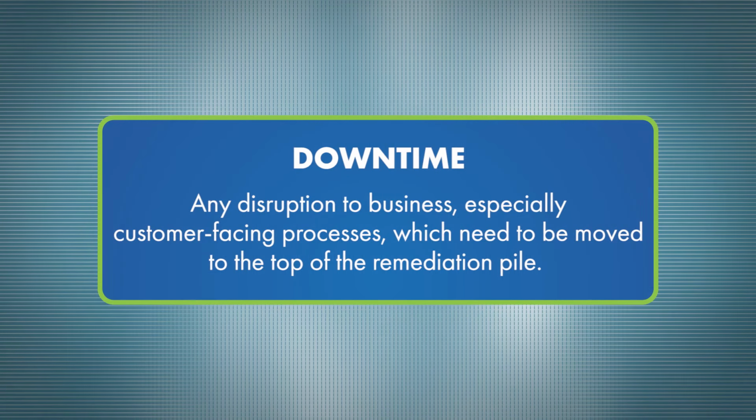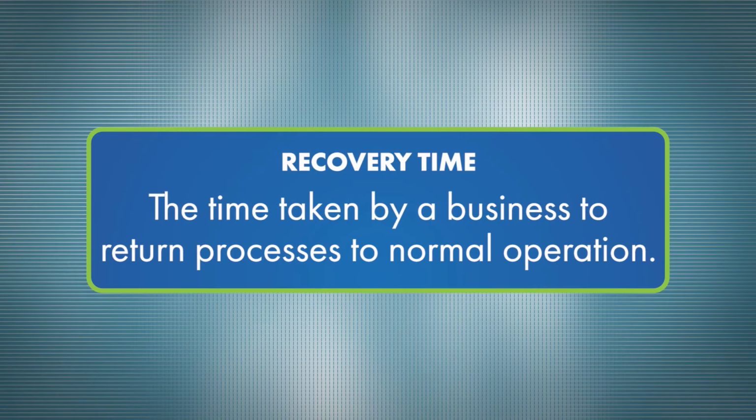Number 1, downtime. Any disruption to business, especially customer-facing processes, which need to be moved to the top of the remediation pile. Number 2, recovery time. The time taken by a business to return processes to normal operation. Recovery time depends on the scope and severity of an incident. Remember, systems will be vulnerable during recovery.